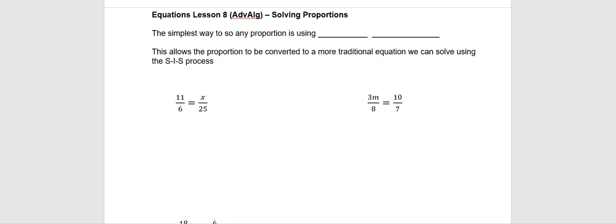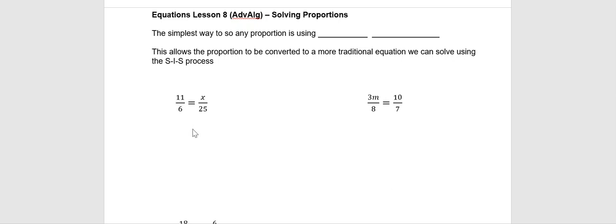This video is going to focus on solving another type of equation known as a proportion. Now, proportions should be somewhat familiar to us. We've seen them before, but we don't talk about them all that much. So just as a reminder, a proportion is nothing more than one ratio.